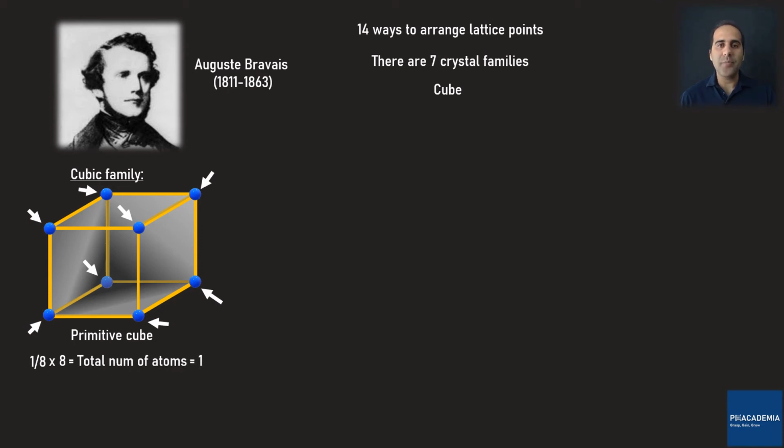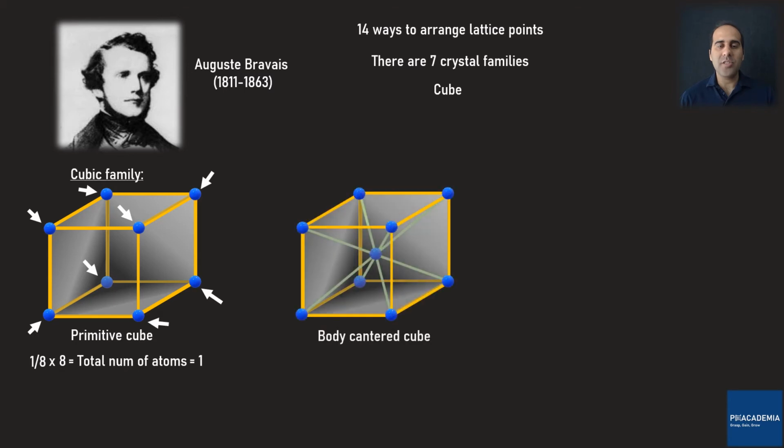The second cubic lattice is the body-centered cube. Everything in this unit cell is similar to the primitive cube except that there is one atom right in the center. The total number of atoms in this unit cell is 2 and can be calculated by this equation.